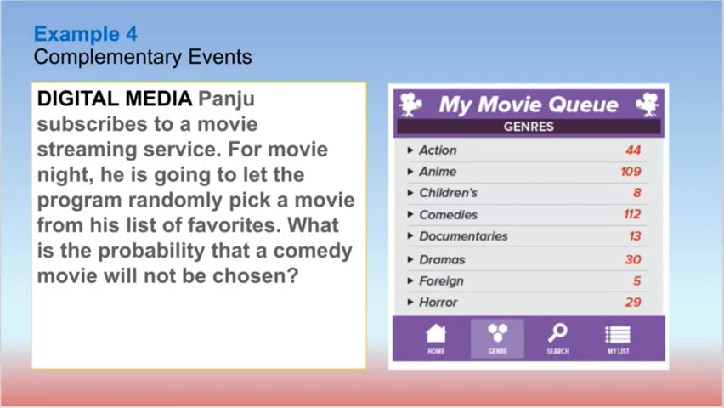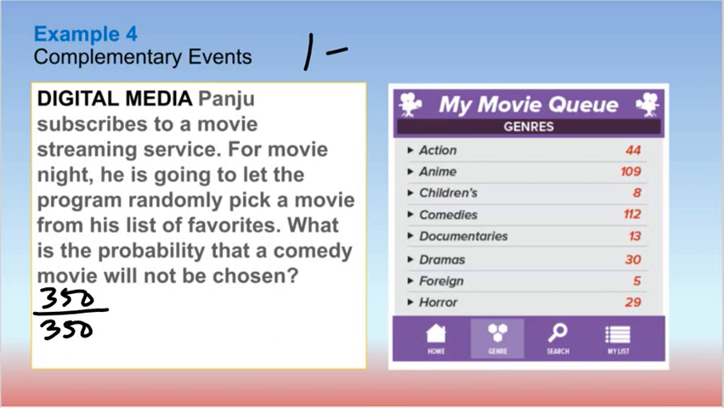So an example, Panju subscribes to a movie streaming service. For movie night, he is going to let the program randomly pick a movie from his list of favorites. What is the probability that a comedy movie will not be chosen? So we have to add up the total number of movies. Let's add those up. So that's 44 plus 109 plus 8 plus 112 plus 13 plus 30 plus 5 plus 29 gives us a total of 350. So out of the 350, I'm going to put 350.